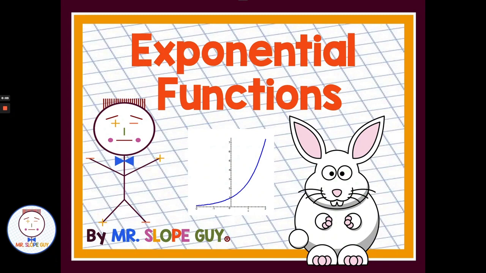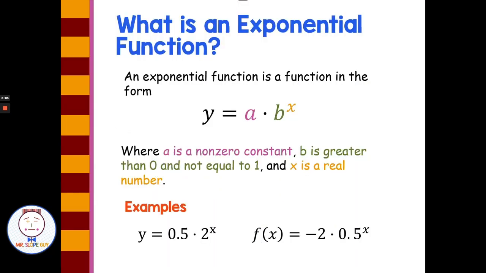Exponential functions. What is an exponential function? An exponential function is in the form y equals a times b to the x, where a is a non-zero constant, b is greater than 0 and not equal to 1, and x is a real number. And then we have some examples. y equals 0.5 times 2 to the x, and f of x equals negative 2 times 0.5 to the x power.